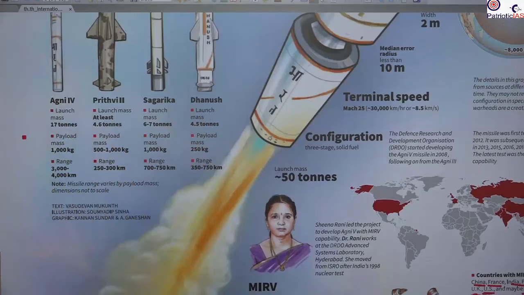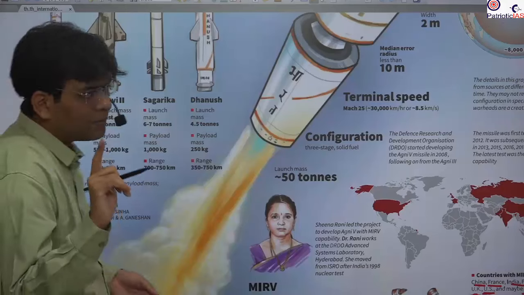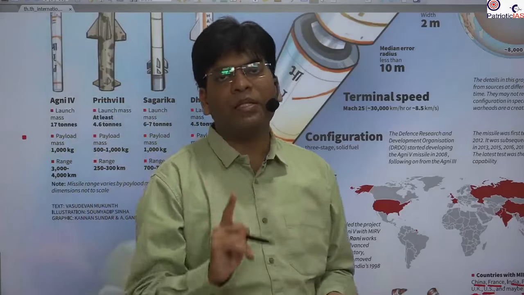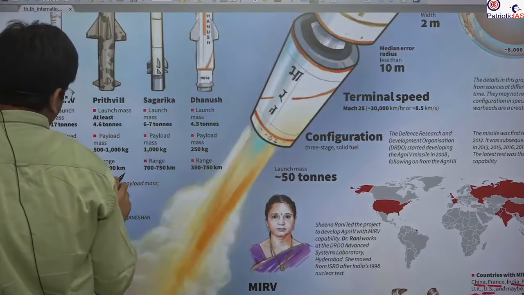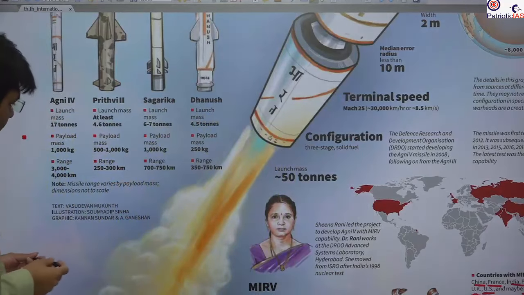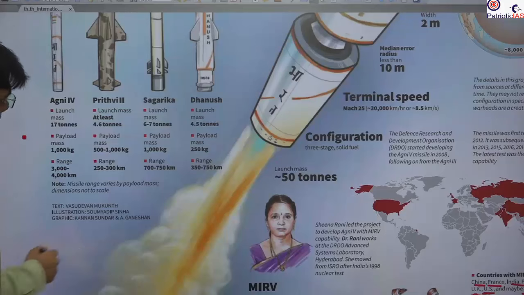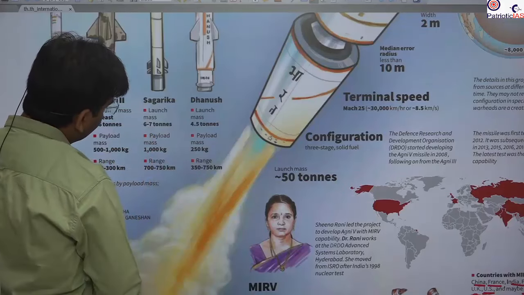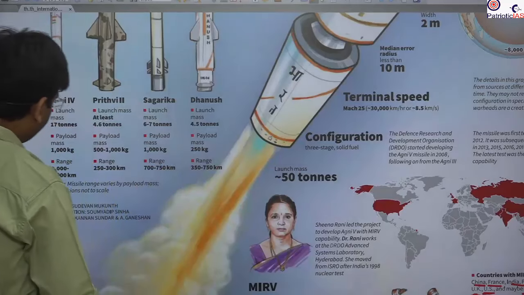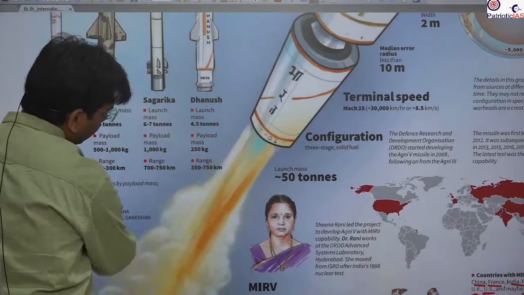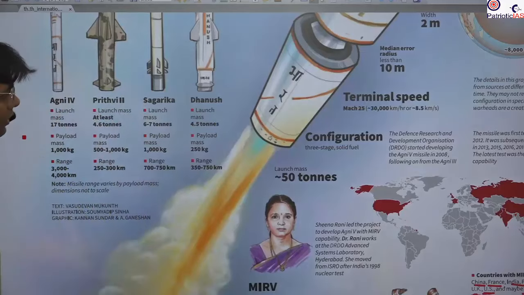Please know that the range is near about 3000 to 4000 km for the Agni 4, but it is 5000 to 8000 for the Agni 5. Please remember, for the Prithvi it is 250 to 300, Sagarika it is 700 to 750, and Dhanush it is 350 to 750. Please be very careful of all this data.